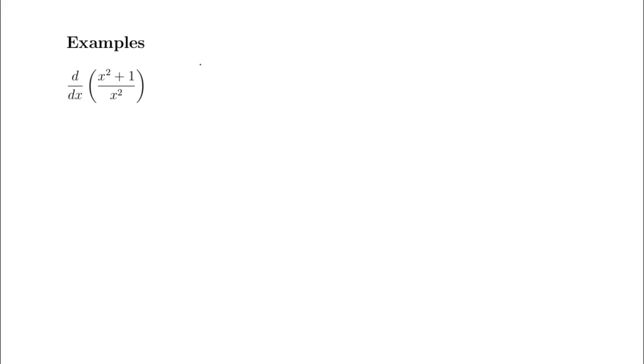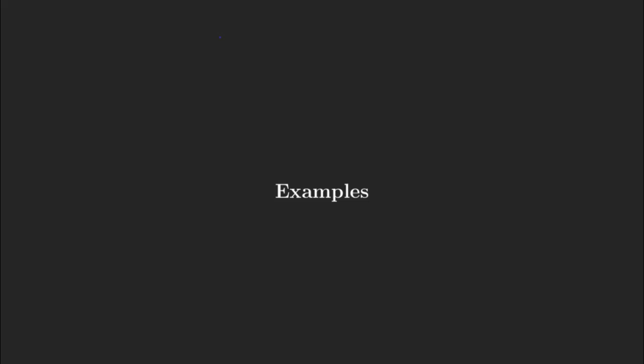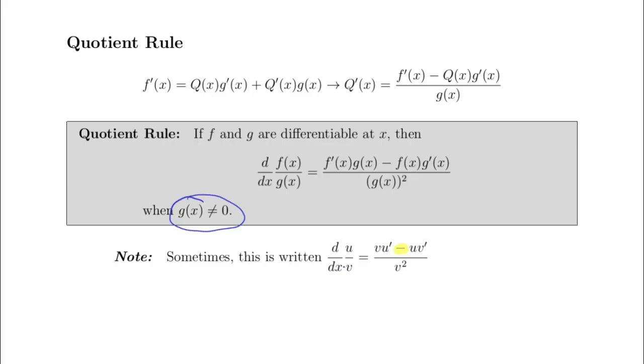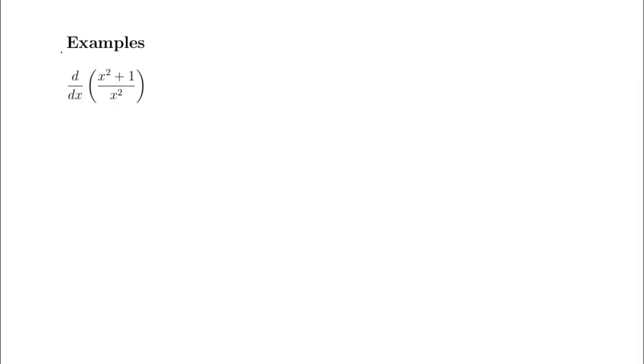Labeling the parts for the quotient rule is pretty easy because the order actually matters. Remember, up here, we said that V, or if you want G or whatever other letter you're calling it, that's got to be the denominator. So we're going to say, all right, U is equal to x squared plus 1, and V is equal to x squared. Now we can find U prime, that's 2x, and V prime is also 2x. And I'll just write out the quotient rule here so we start remembering it. We're going to do V U prime minus U V prime all over V squared.